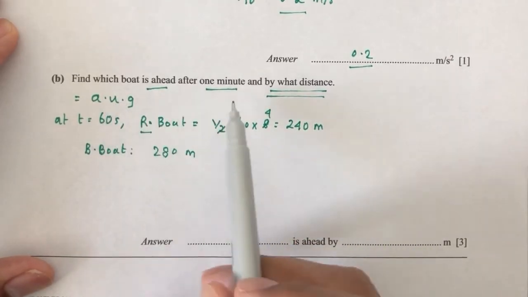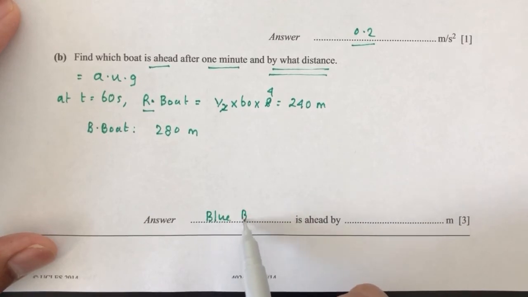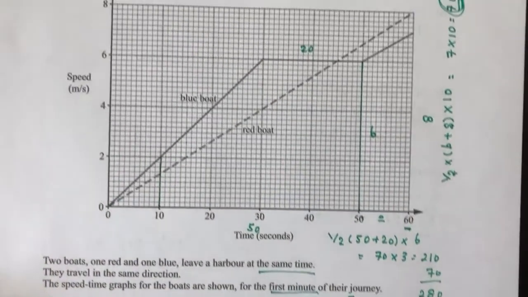So which boat is ahead? The blue boat is ahead. Blue boat is ahead by 40 meters. And that is question number 18.